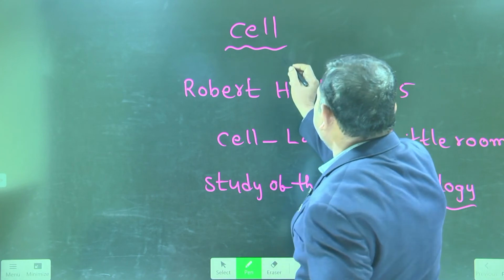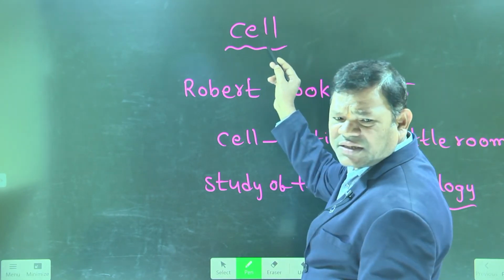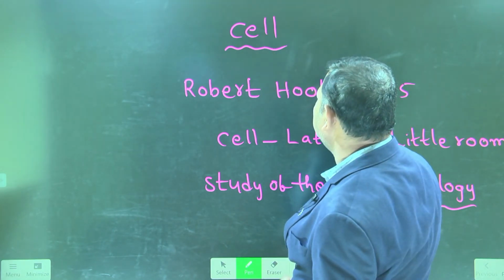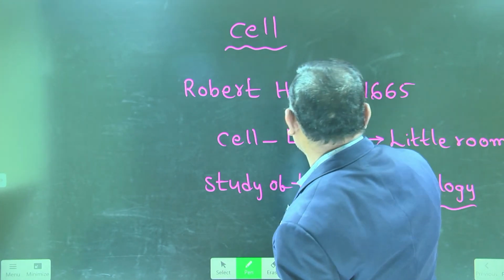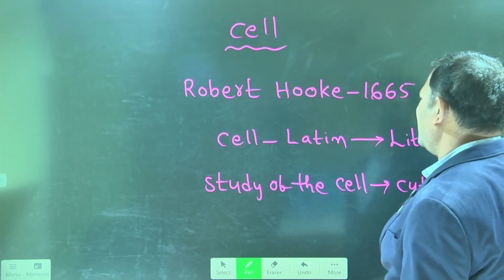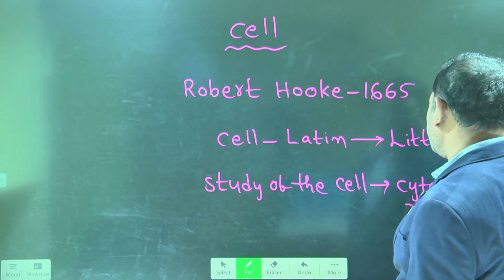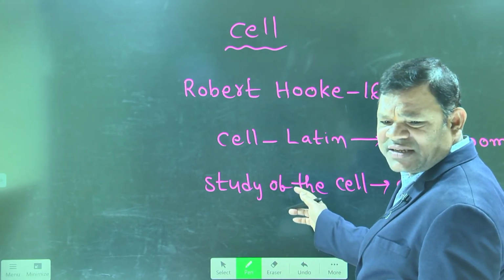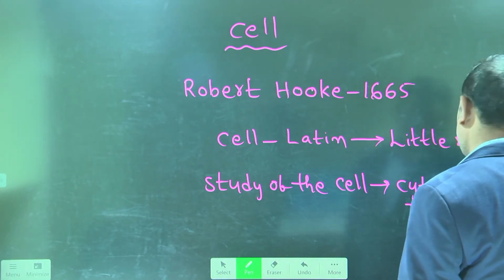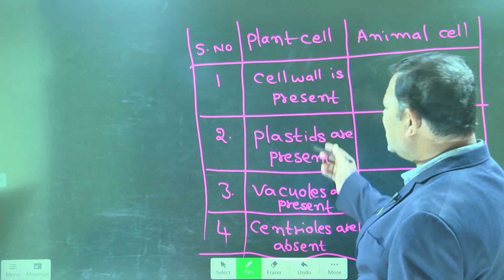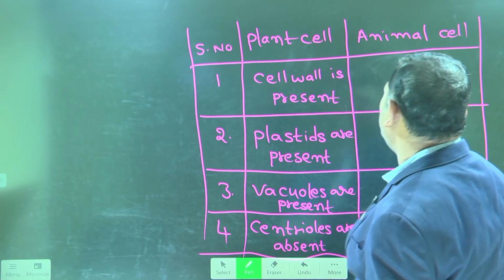So cell wall. All the living organisms are made up of cells. Cell was discovered by Robert Hooke in 1665. Cell is derived from the Latin language. Cell means little room. Study of the cells is called cytology. Okay. So what is the difference between the plant cell and animal cell?